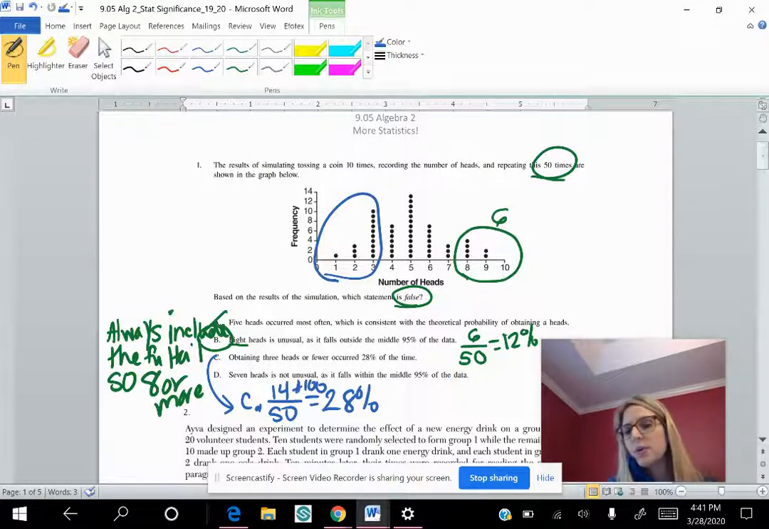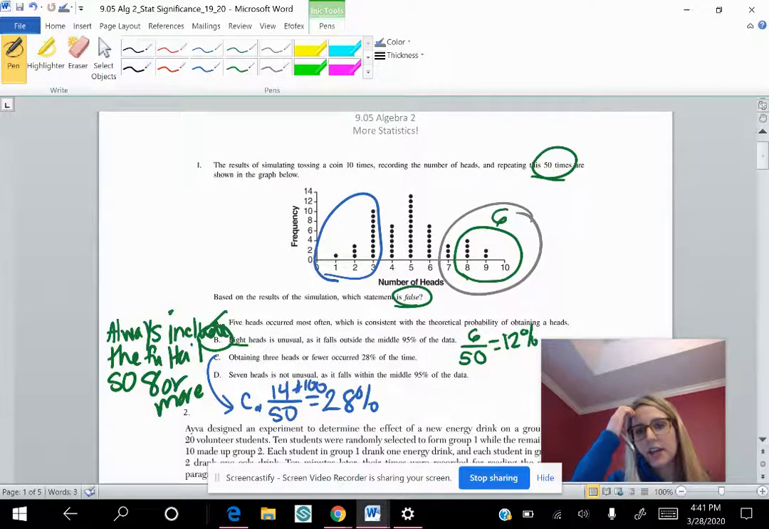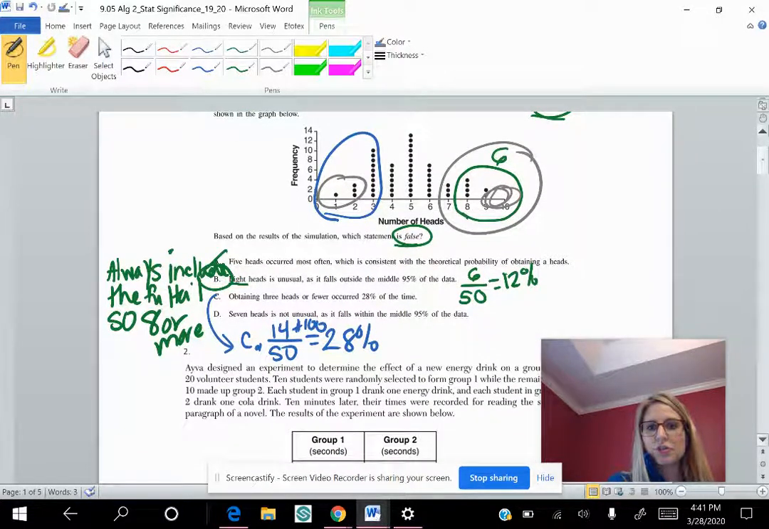And 7 heads for part D is not unusual as it falls within the 95% of the data. You can calculate that for 7, and you want that whole tail again, so take 9 over 50. But we already know in letter B that 8 or more was 12%. As we get closer and closer to the middle, we're just going to stay within that 95% of the data. You're only going to be outside the 95% if you're way out on the tails over here. So that is true as well. The only one that's false is B.